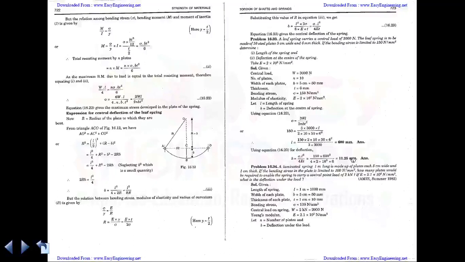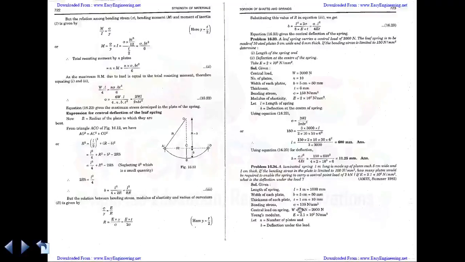Then the next type of problem. A laminated spring 1 meter long is made up of plates 5 cm wide and 1 cm thick. If the bending stress of the plate is limited to 100 Newton per mm square, how many plates would be required to enable the spring to carry the central point load of 2 kN, if E equals 2.1 into 10 power 5 Newton per mm square, and what is the deflection under the load? You can see that the laminated plate has a length of 1 meter. They have asked how many plates would be required for 2 kilonewtons, so they are asking for the N value. N is not given here.